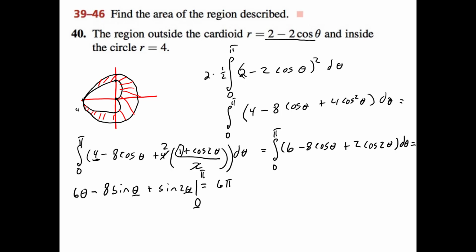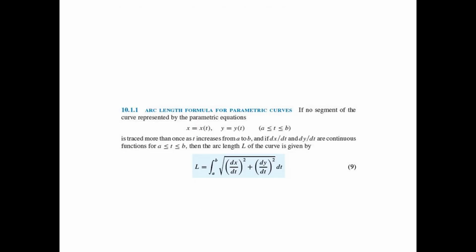That's just the area of the cardioid. And so then the area of the region outside the cardioid and inside the circle is going to be pi r squared. My radius is 4, 16 pi minus 6 pi, and so the area is 10 pi. And there you go. All on one slide again. Yay. Okay.